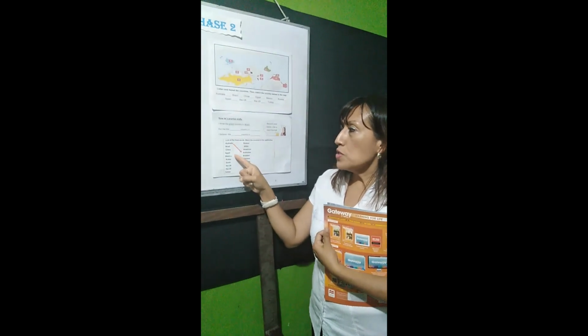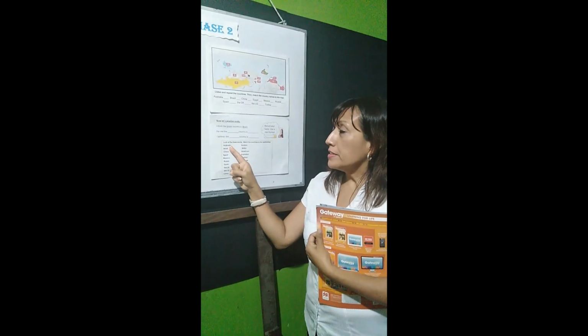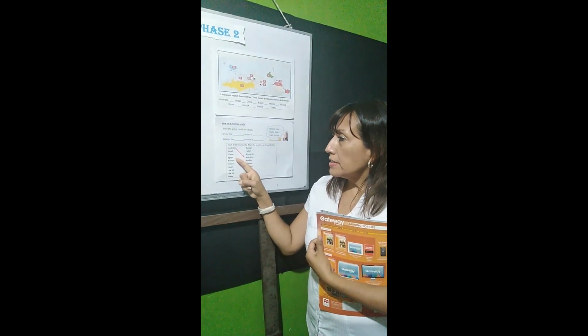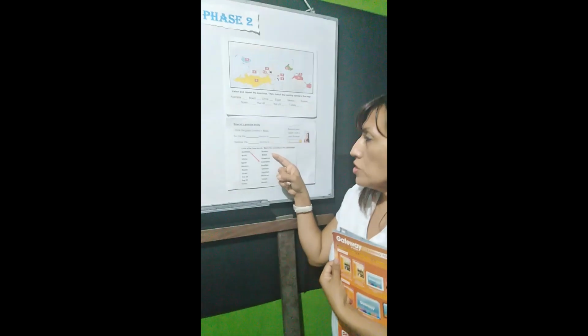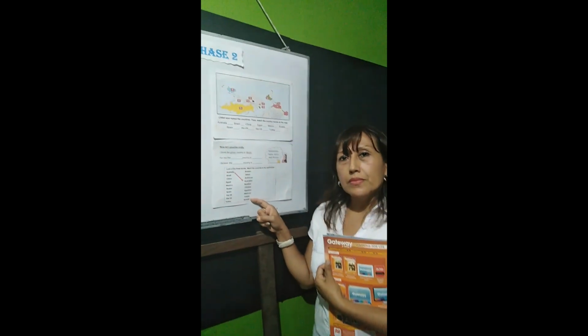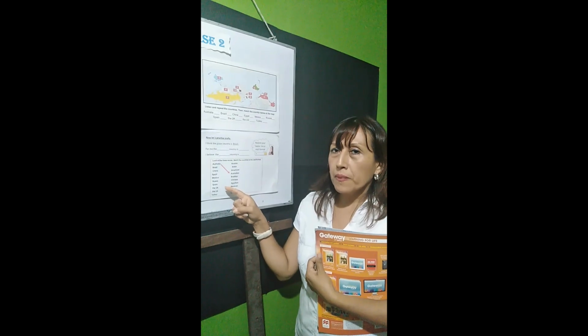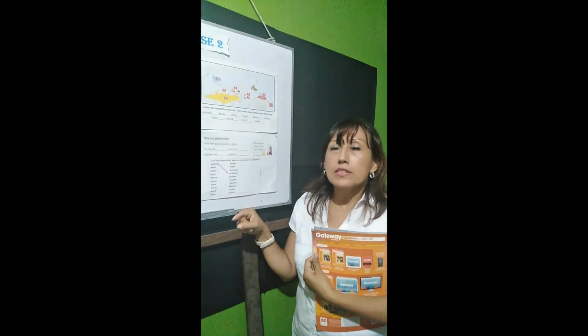Now, let's practice pronunciation for different countries and nationalities. Correct, Australia. Now, Brazil, China, Egypt, Mexico, Russia, Spain, the UK, the US, and Turkey. Now, the nationalities: Russian, British, American, Australian, Brazilian, Chinese, Egyptian, Mexican, Turkish, and Spanish. Now, you do the exercise. Remember, you can check extra information by using the internet. Have a look at the links that appear in your worksheet.